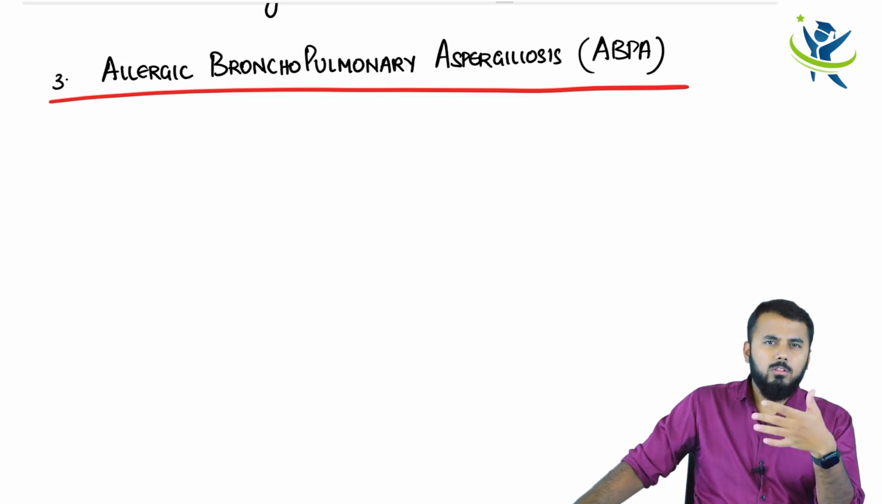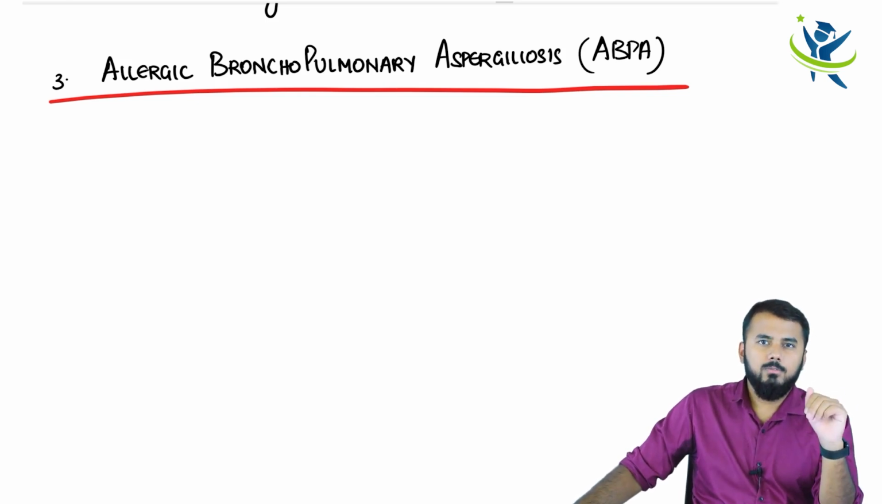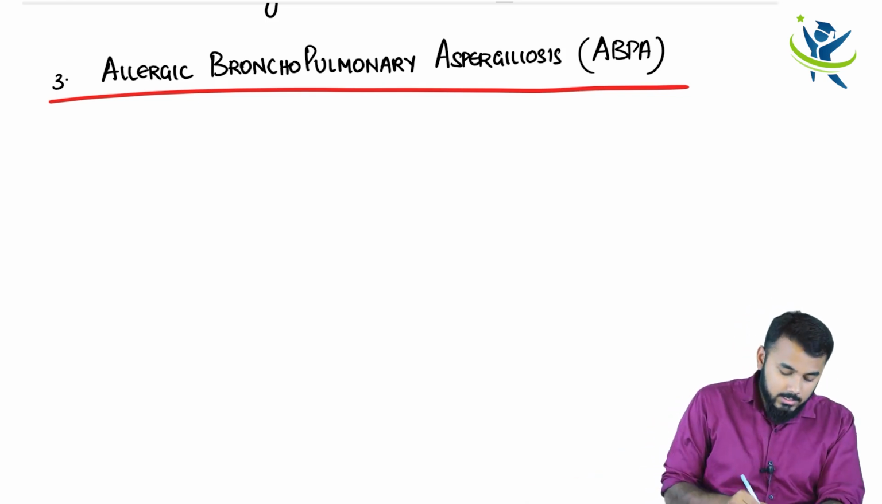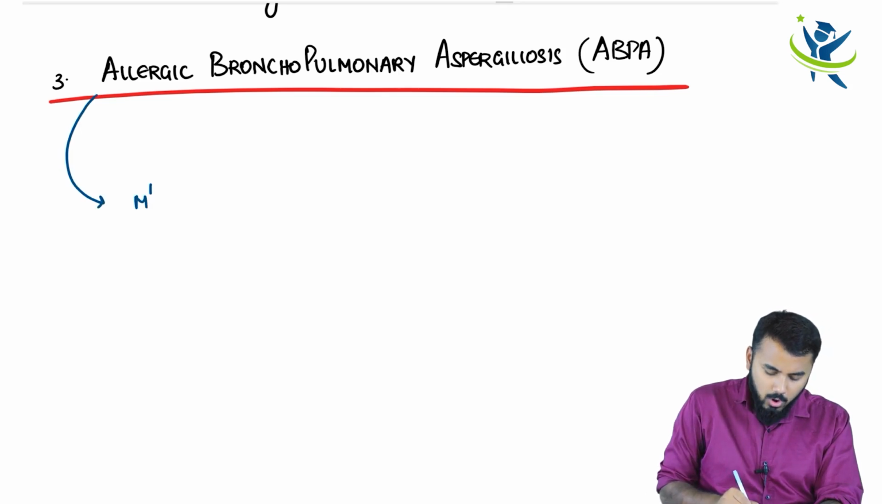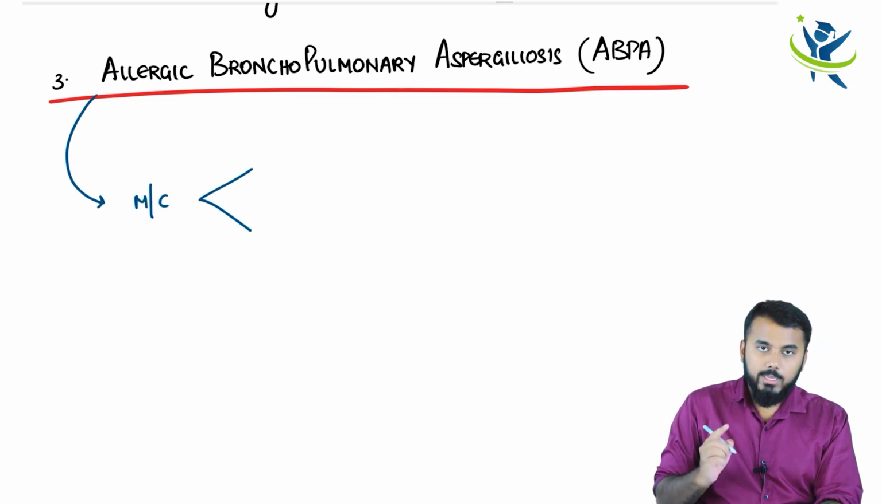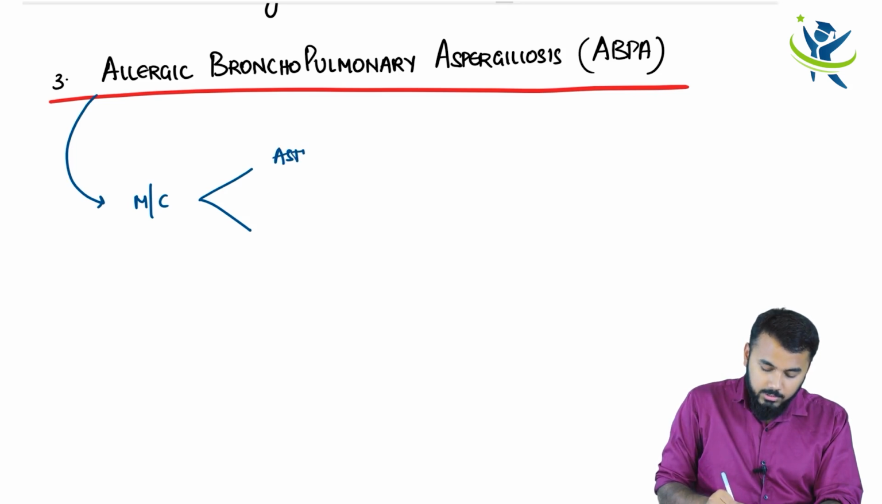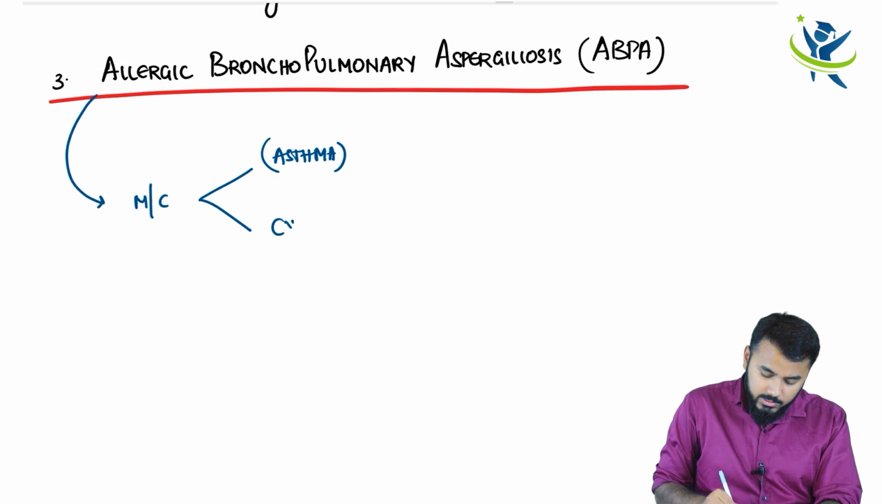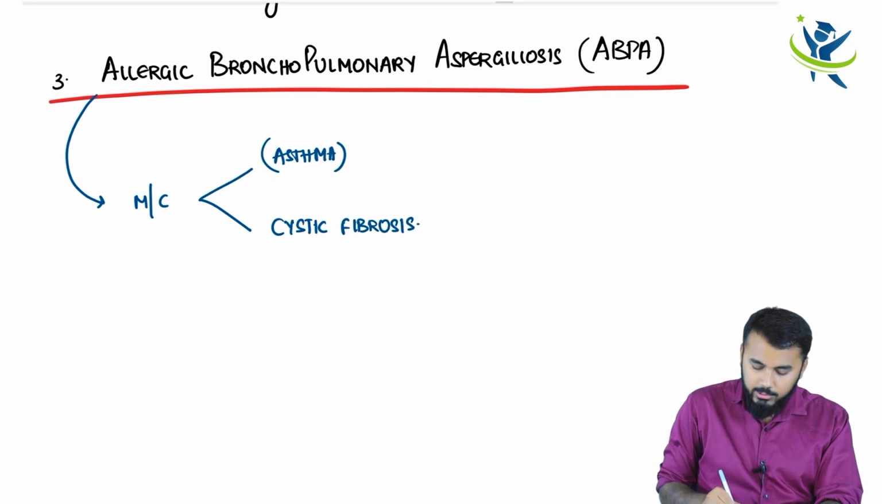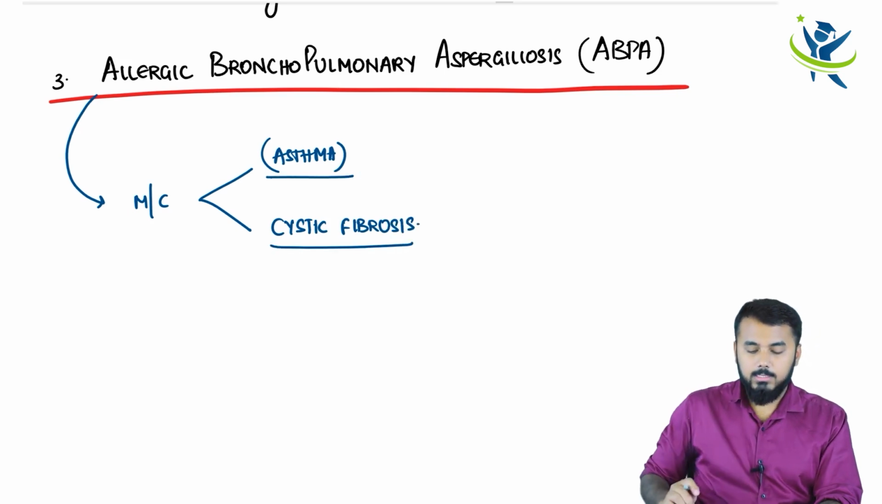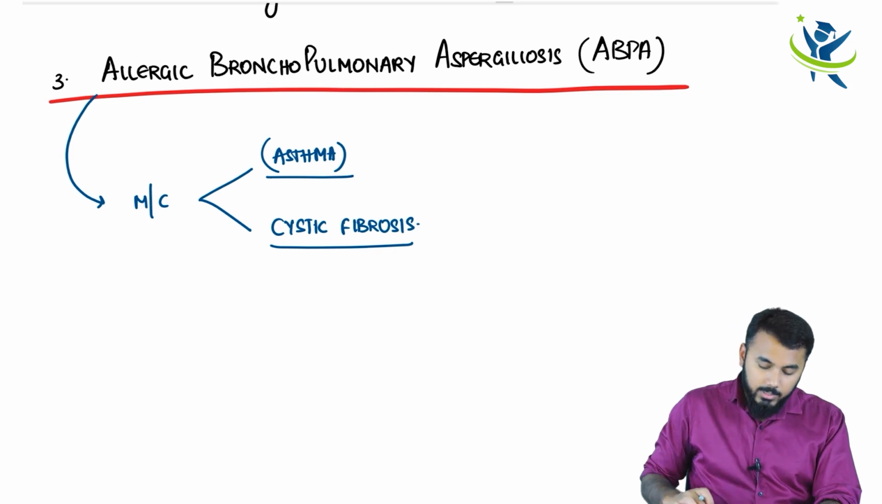So, can you tell me what are the most common allergies which you see in the lungs? One is asthma, and the next one is cystic fibrosis, right? So this ABPA is most commonly seen in two cases: patients with asthma and patients with cystic fibrosis. So in these two patients, you will most commonly see this ABPA, right?